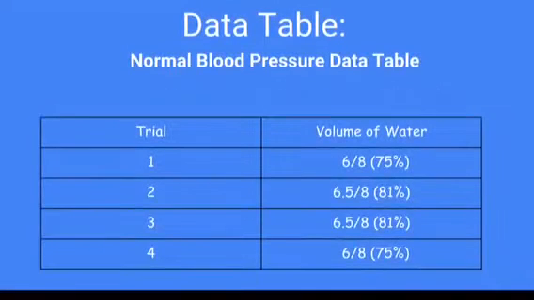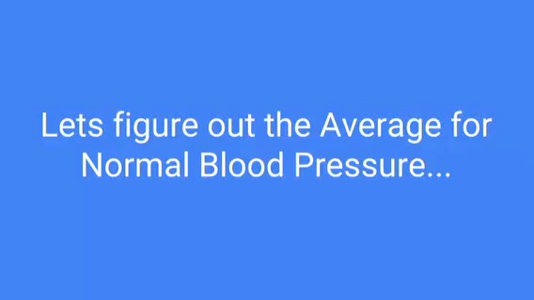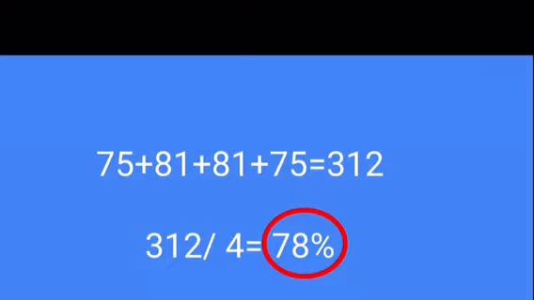Please record the results for Trial 4 on your data table. Please make sure that your normal blood pressure data table looks like this data table. Now let's figure out the averages for normal blood pressure. We will use the percentages to make our math easier. 75 plus 81 plus 81 plus 75 gives us a total of 312. We divide that by 4 trials and we get an average of 78% of water transferred.